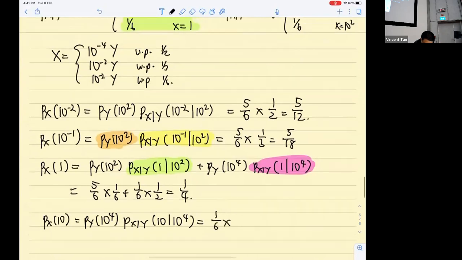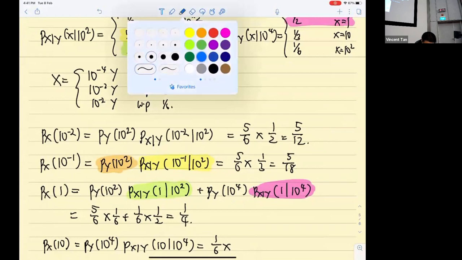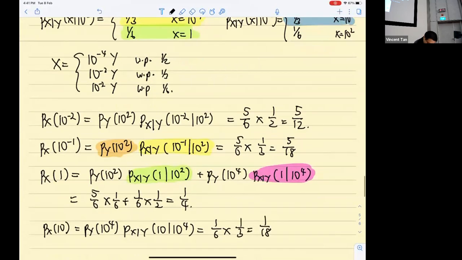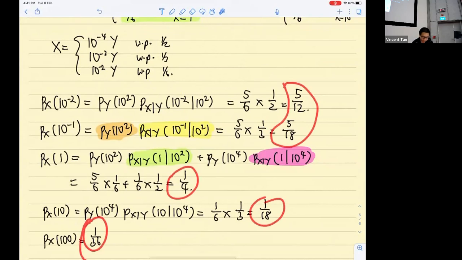So that is nothing but 1 over 6 multiplied by 1/3 here. And this 1/3 comes about because of this row here. And this is equal to 1 over 18. All right. So the last one you do. And the last one is 1 over 36. And I'm not going to talk about this, but now we have to check that actually all these numbers add up to 1. Otherwise, we have made a mistake somewhere.